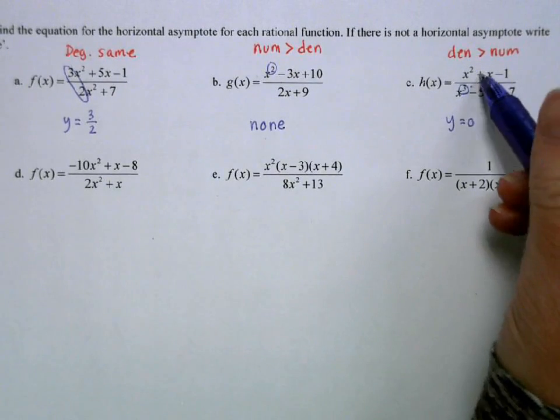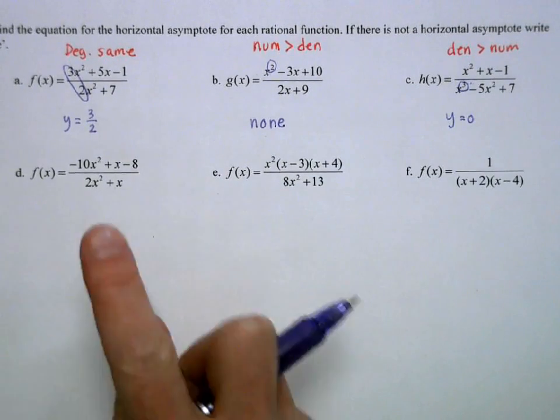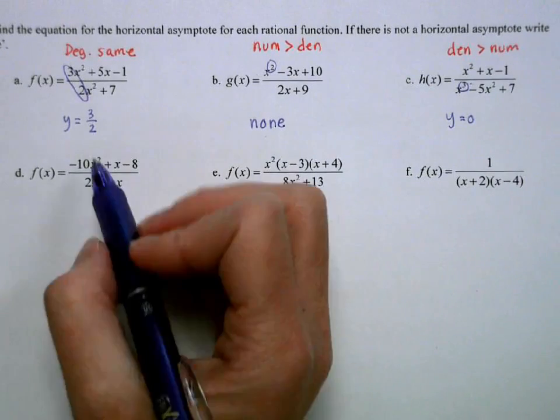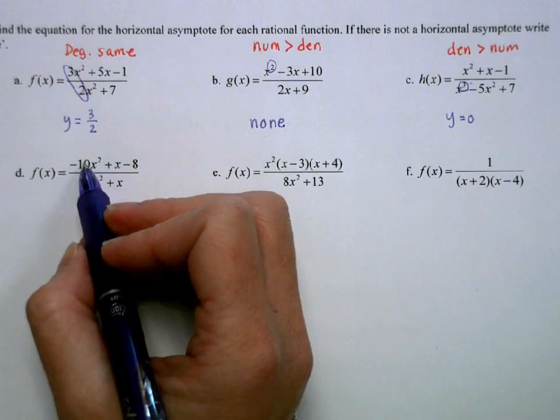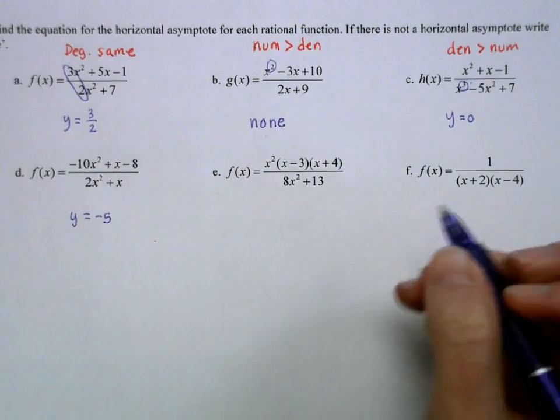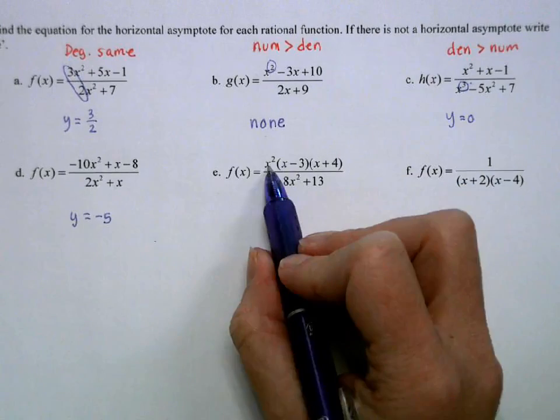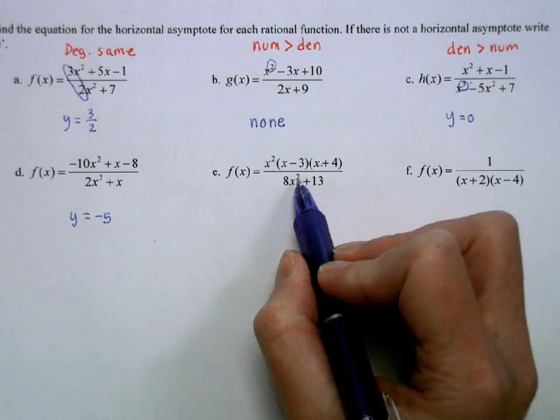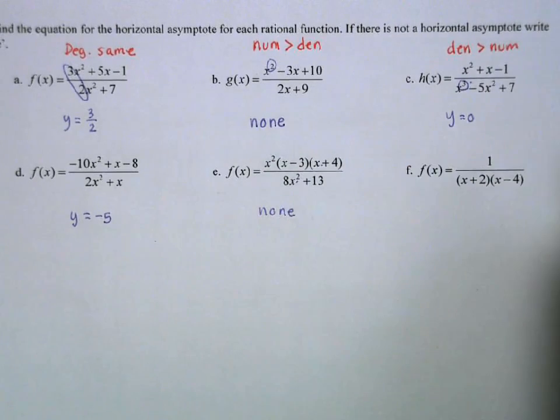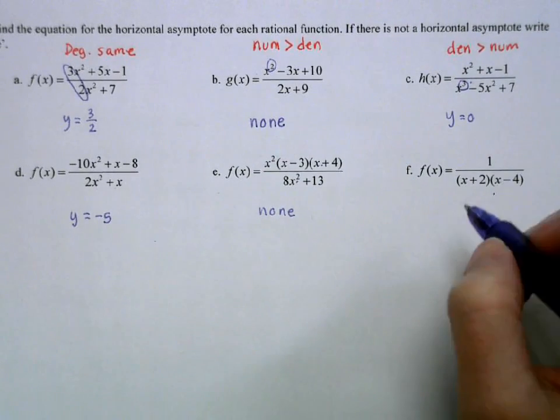Okay, so if you want to see doing those, here I have the same degree, so it's going to be -10/2. So I'm going to have a horizontal asymptote at -5. Here, if I multiplied this through, we'd have a degree 4 over a degree 2, which means there's none. And then here my degree is bigger in the bottom, so we have a horizontal asymptote at y equals 0.